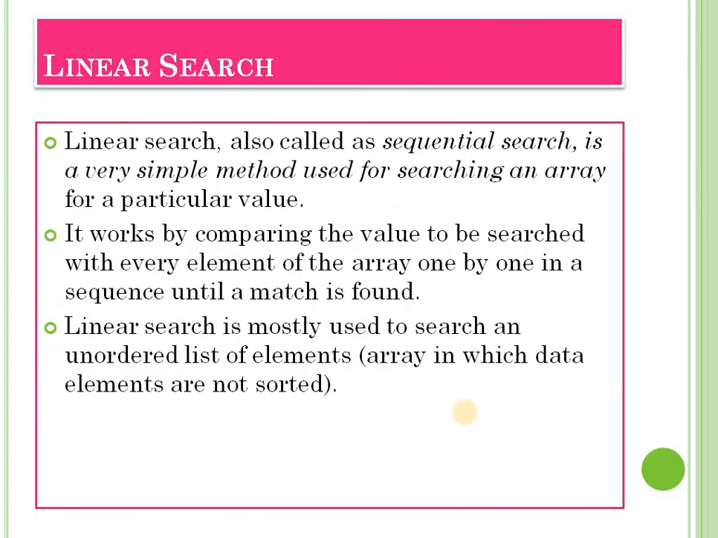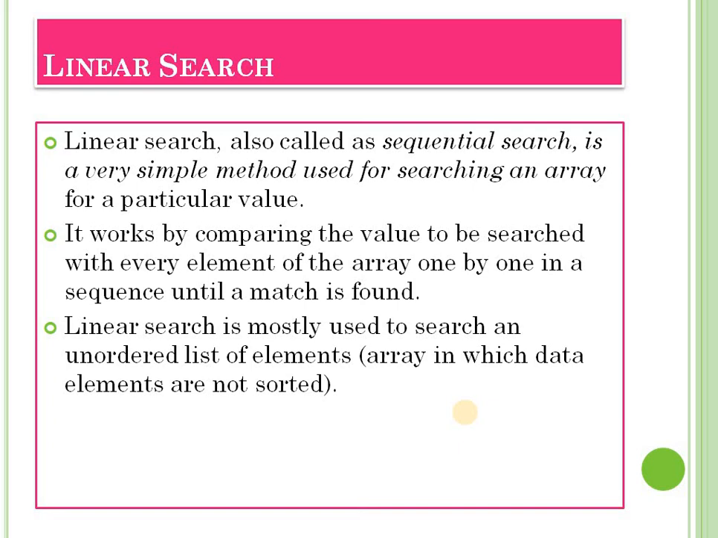Okay, we will see linear search in detail here. Linear search is called a sequential search. It is a very simple method used for searching an array for a particular value. It works by comparing the value to be searched with every element of an array one by one in a sequence until a match is found. Okay, our target is what? Find the element. Here in linear search, we check one element at a time until we find the element or reach the end of the list.